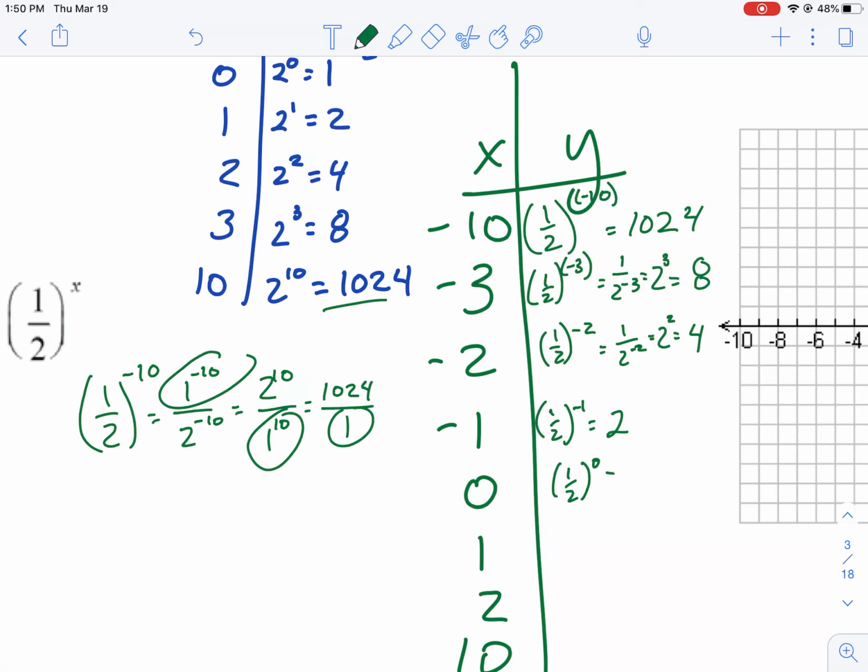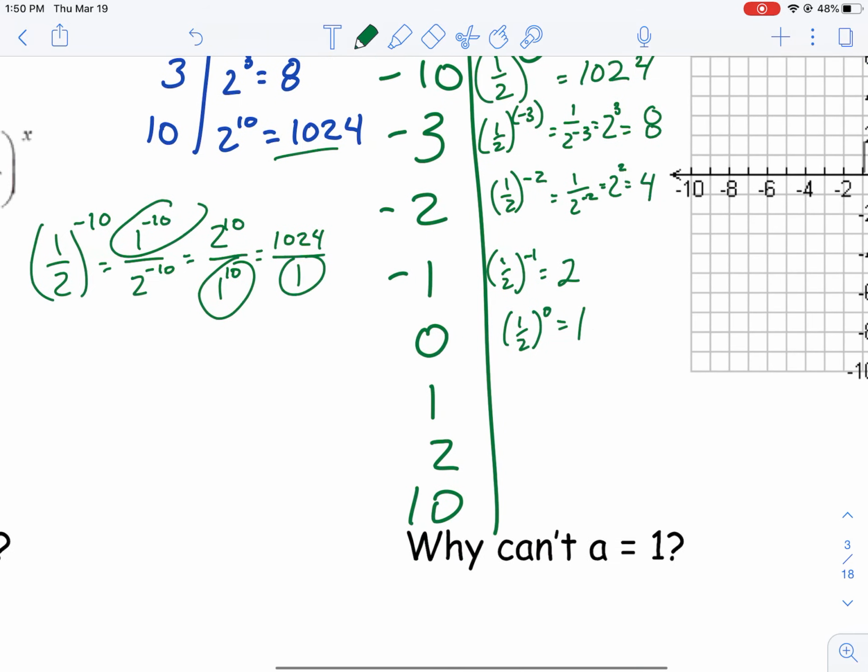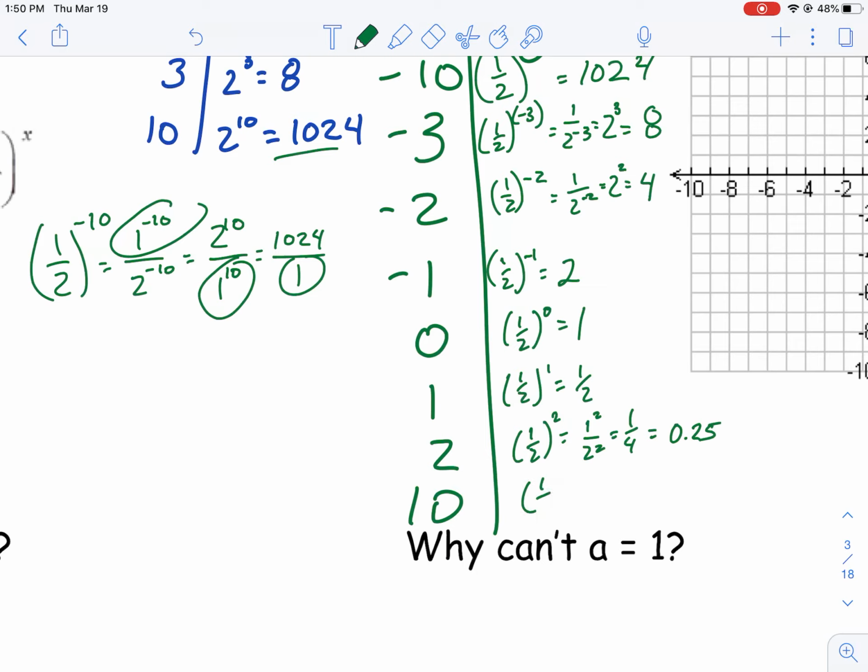Anything to the 0 power is 1. That's going to become pretty important. 1/2 to the first is just 1/2. 1/2 to the second is, again, you can see 1 squared over 2 squared, which just gives me 1/4, 0.25. And 1/2 to the 10th is just going to be 1 over 1024, which again is close to 0.001.